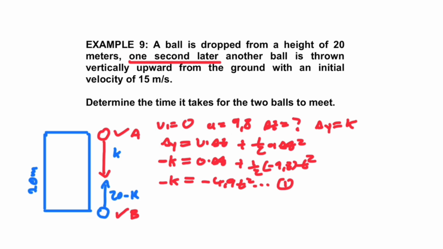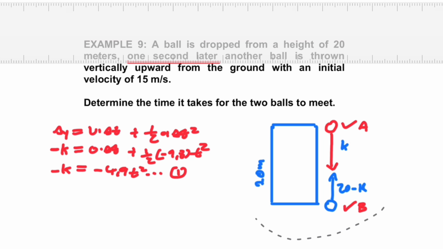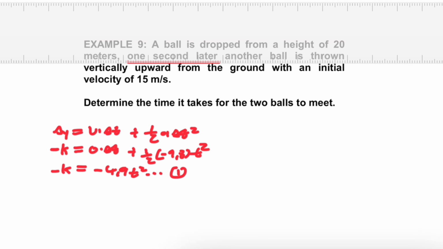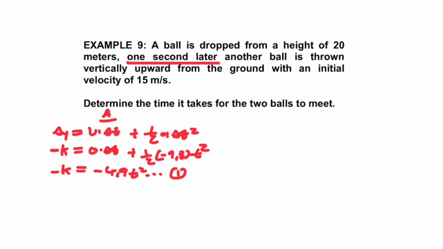And then we can use ball B to find equation 2. We are going to use the same equation for ball B, but we must remember that delta y, the displacement for ball B, is 20 minus k. If we remember that, then we should be good to go. So let me go ahead and erase that and carry on with the problem. This is for ball A, and then for ball B, substituting into the same equation, we're going to have 20 minus k being equal to 15 multiplied by delta t.